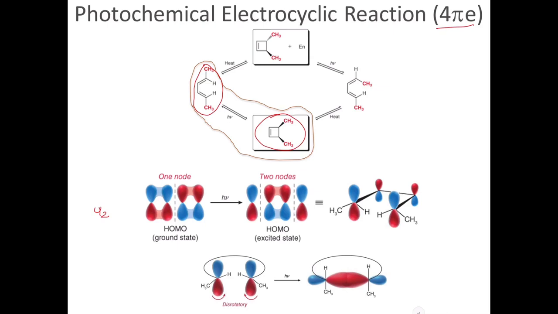But with light, the HOMO is going to be psi 3 after we excite 1 electron. So we need to draw the HOMO for psi 3, the excited state. Psi 3 is going to have 2 nodes. So we start with the ground state HOMO, excite an electron, then we get the excited HOMO. Excited HOMO is the one we use.